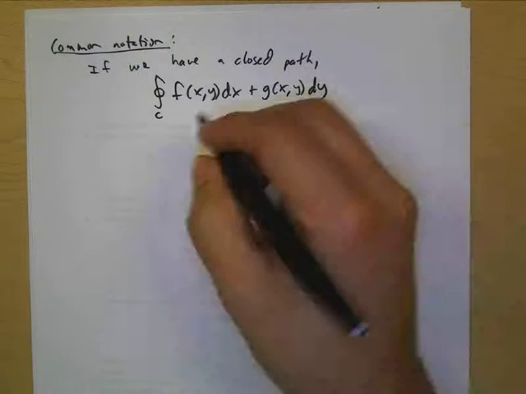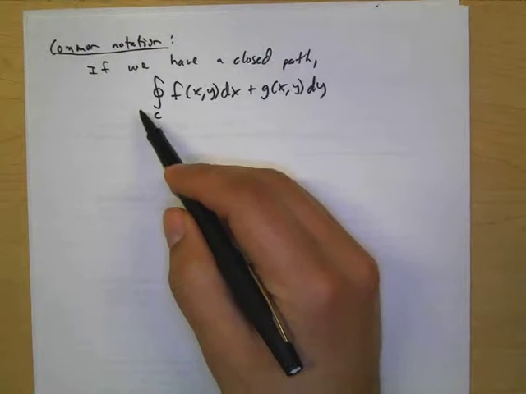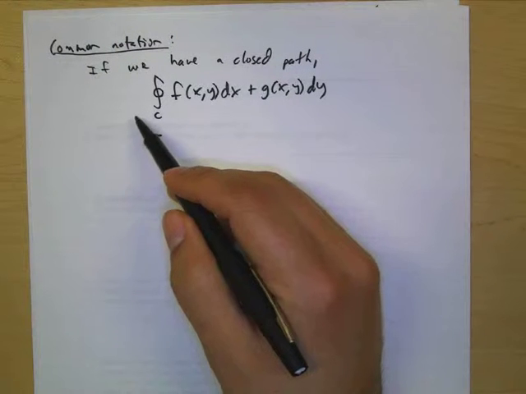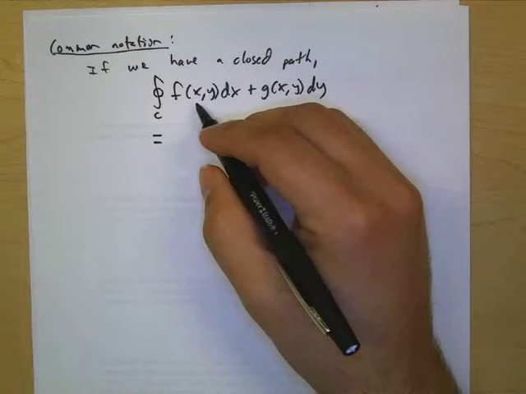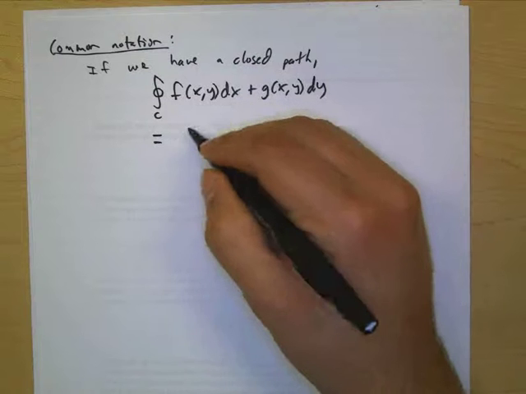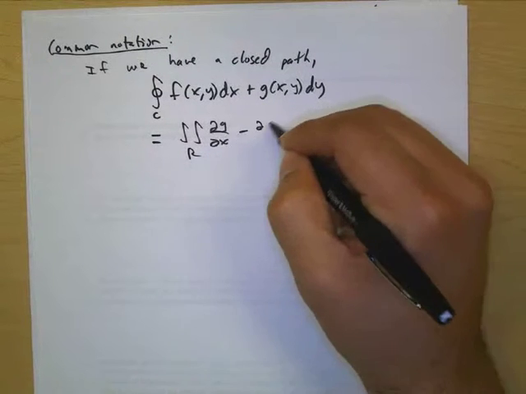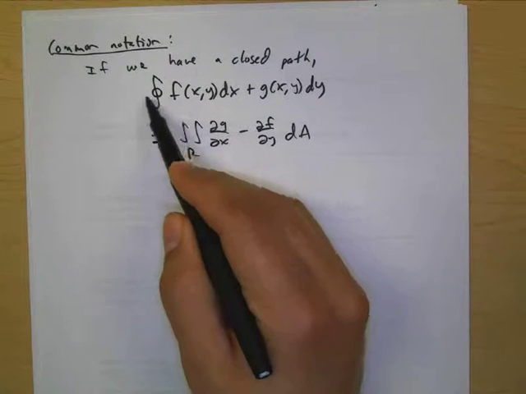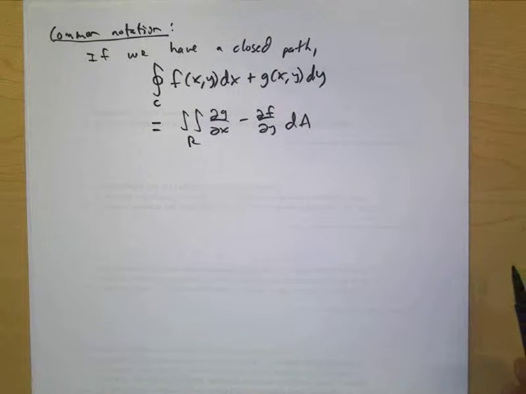So then a shorter, more concise way of saying Green's theorem without all those conditions written out: if you just have the symbol, we know we have a closed path. And then we know that we could say that's the double integral of partial g partial x minus partial f partial y dA. Okay, so if you see that little circle on the integral, that means we're integrating over a closed path.